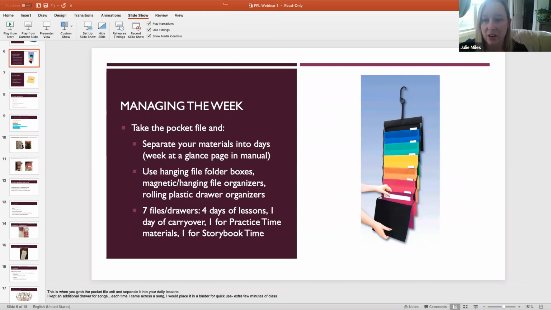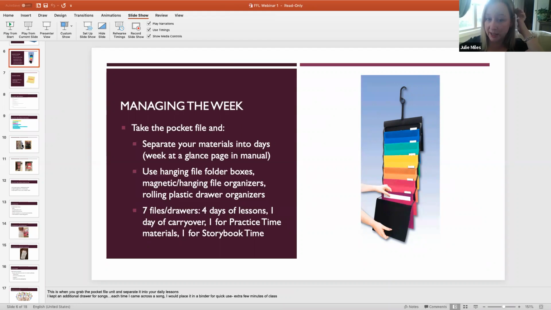I put a picture in there of a hanging file folder organizer. And I have one of these at school and it's amazing. Especially if you have colored folders like hers, because what I say later in here, you're going to need 7 files or drawers or file folders, however you decide to organize your week. You're going to want to separate your materials for each day.